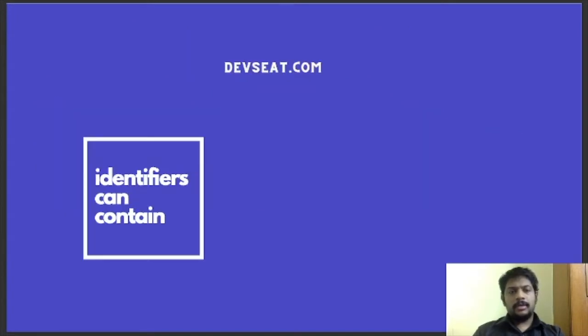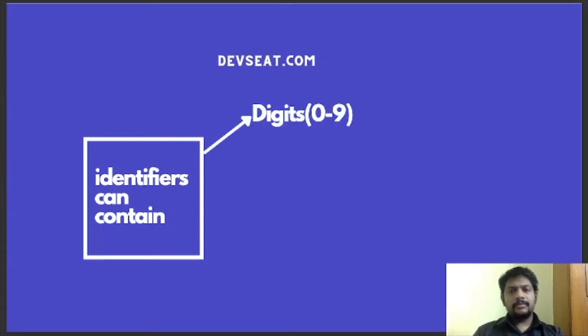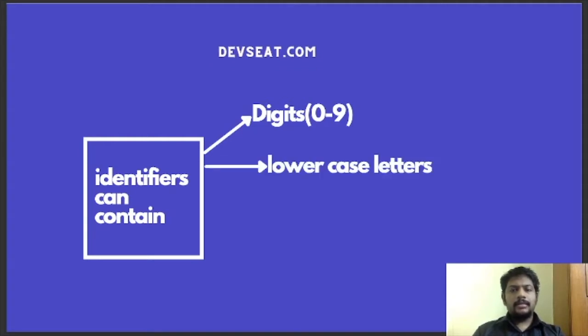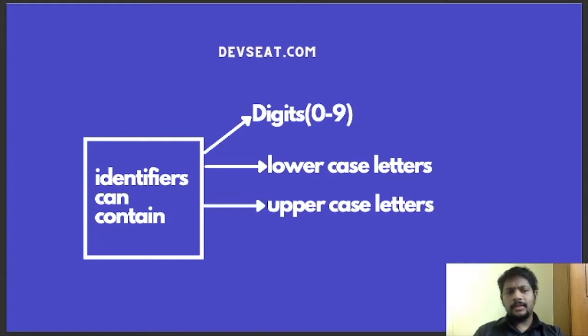So identifiers can contain digits from 0 to 9. They can contain lowercase letters. They can contain uppercase letters. So what are identifiers? They are the names given to different entities in your program.